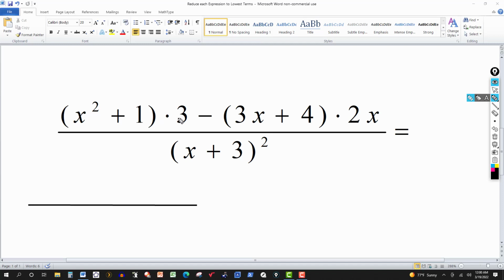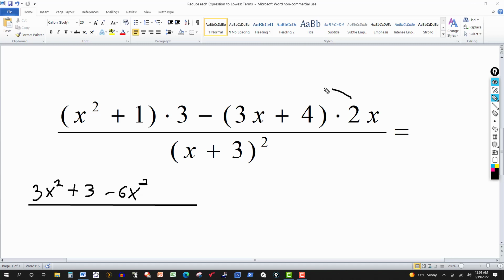So in the numerator I'm just going to multiply by 3 in that first parenthesis. So 3 times x squared gives me 3x squared. Then 3 times 1 gives me 3. And then in the next one, I'm going to distribute the negative, so it'll be minus 1 times 3x, and minus 1 times 4, and then times the 2x. So it'll be minus 3x, and then times the 2x gives me a minus 6x squared.